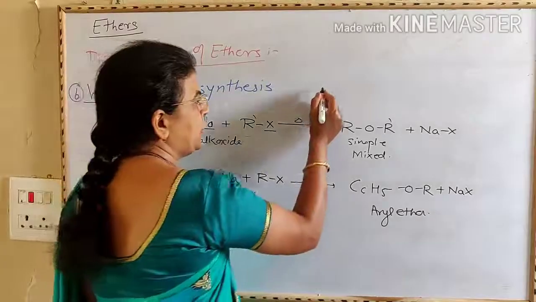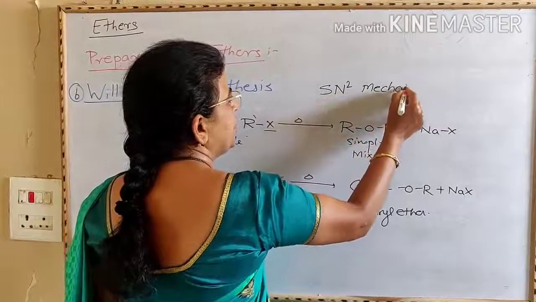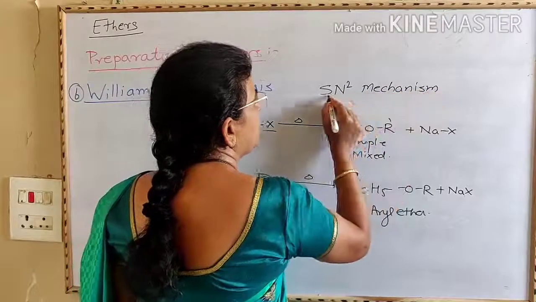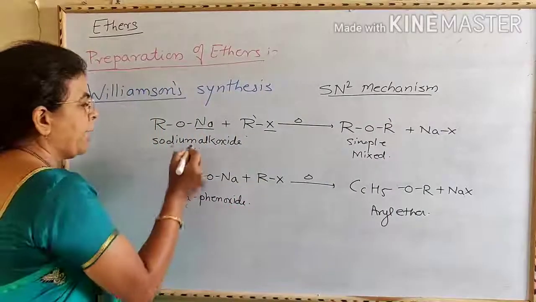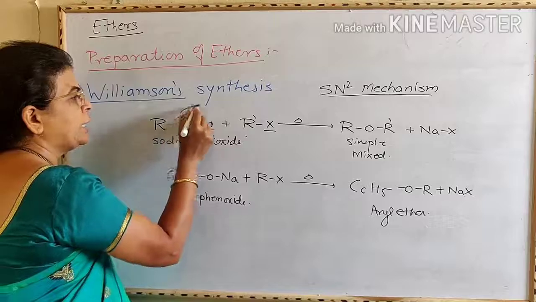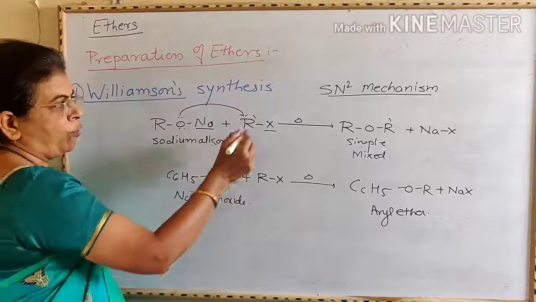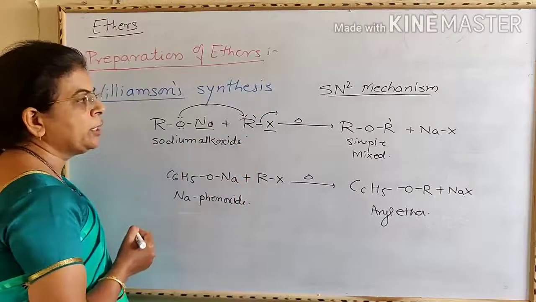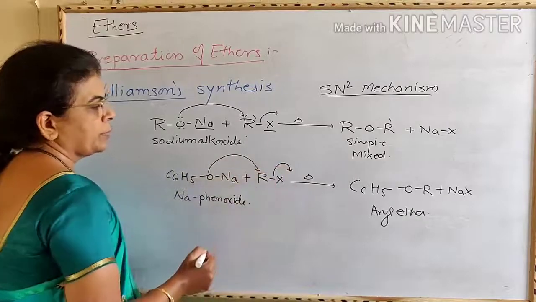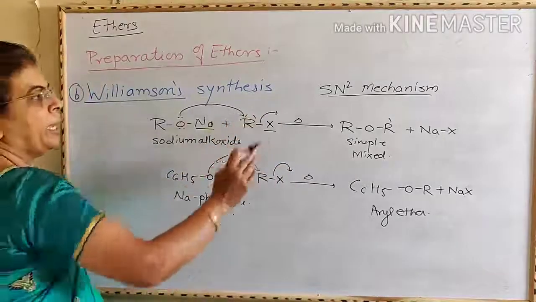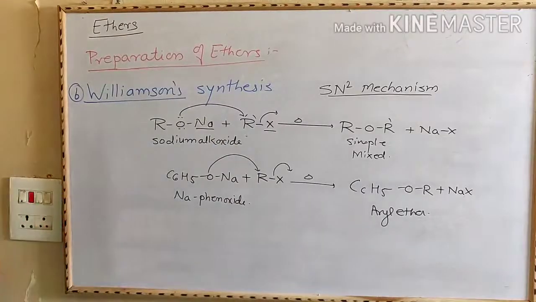This reaction is an SN2 reaction mechanism. That is, this reaction undergoes the SN2 reaction mechanism. Now here, what happens? Backside attack of this phenoxide ion takes place on this alkyl group of alkyl halide and the X atom is removed. Similarly, here also the same thing happens and the reaction is carried out by SN2 reaction mechanism. Now we are going to see examples.